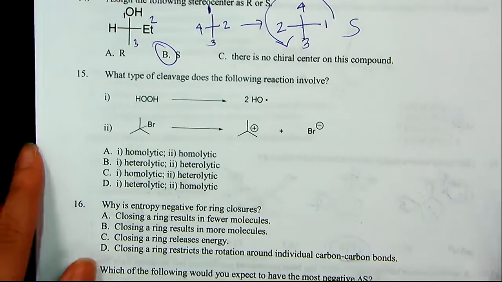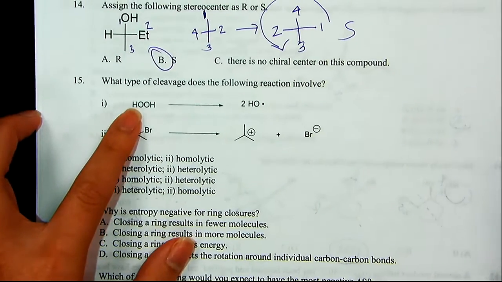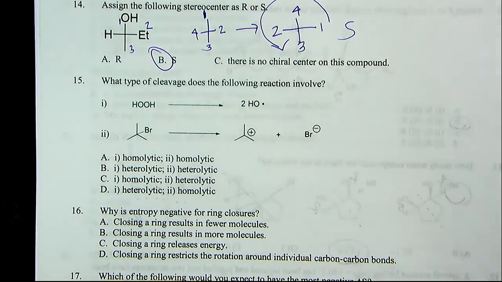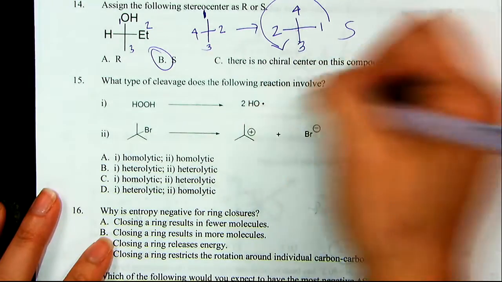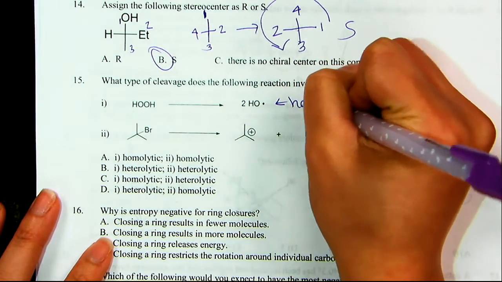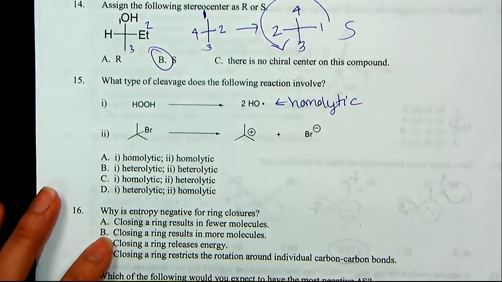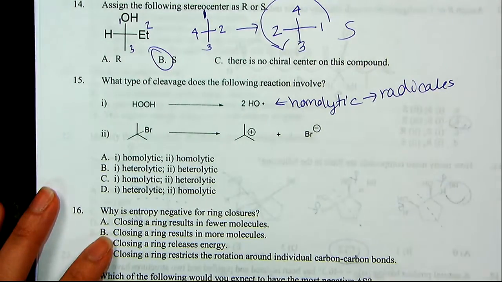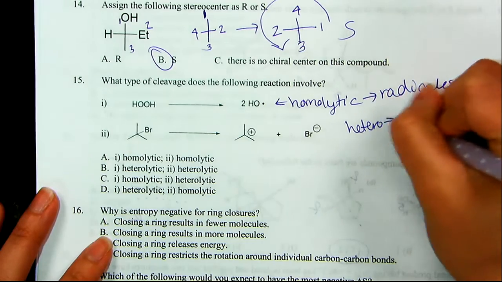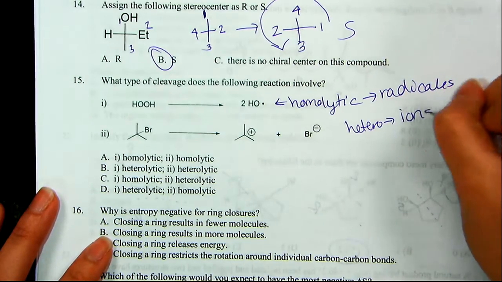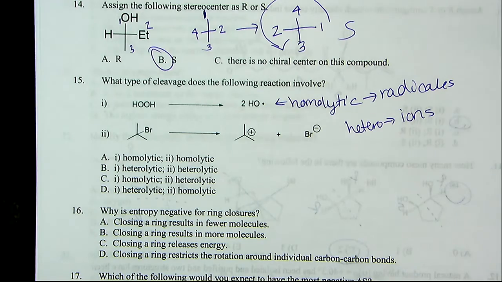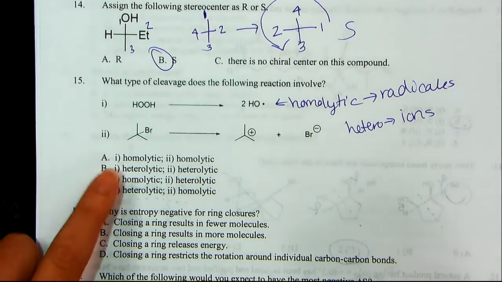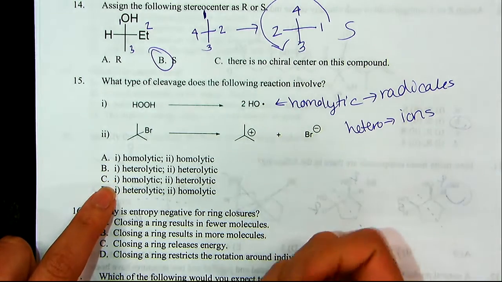Okay. What type of cleavage does this involve? So here we're cleaving and forming two radicals. Forming radicals is homolytic cleavage, so you're kind of sharing the electrons. So it's going to be a homolytic cleavage if you're forming radicals. Heterolytic, you're going to form ions, so you're going to break apart bonds with a positive and negative charge. In this case, we have a homolytic cleavage followed by a heterolytic cleavage. So that is going to be C.